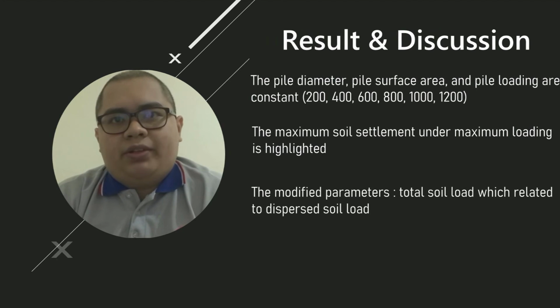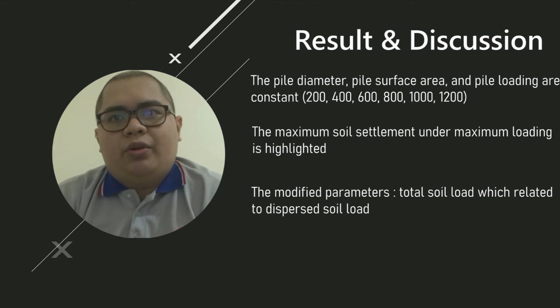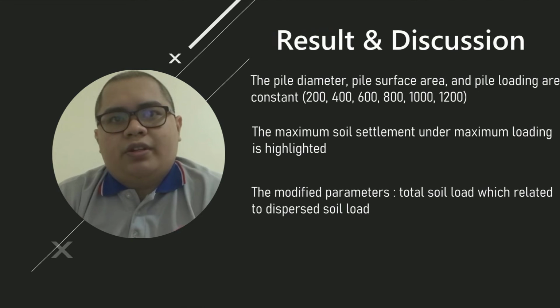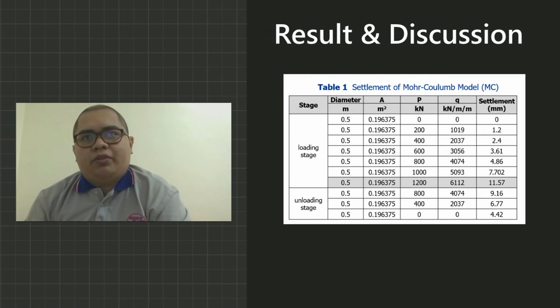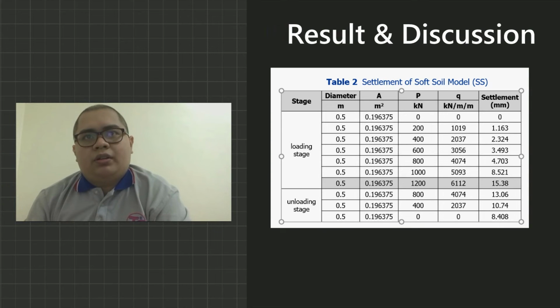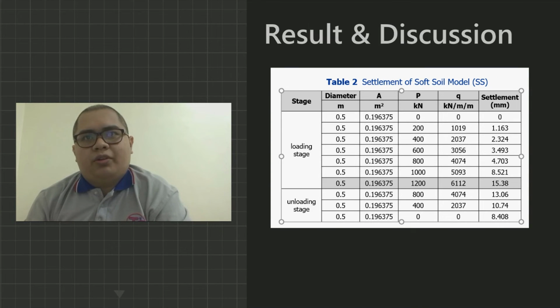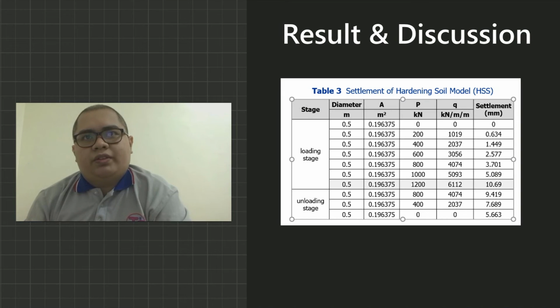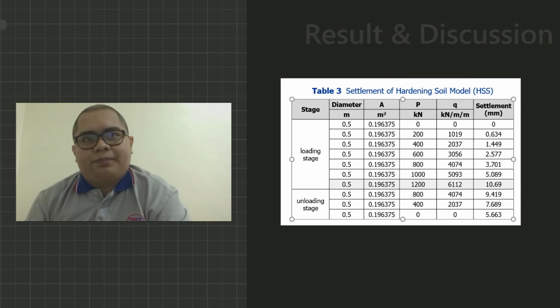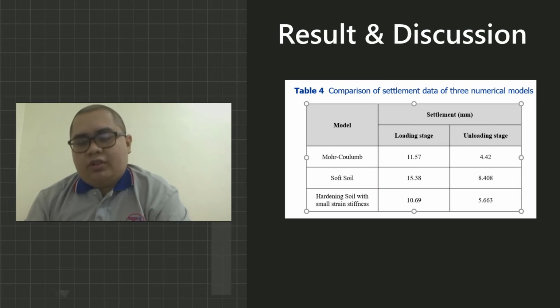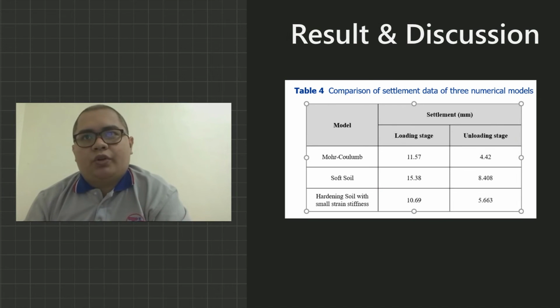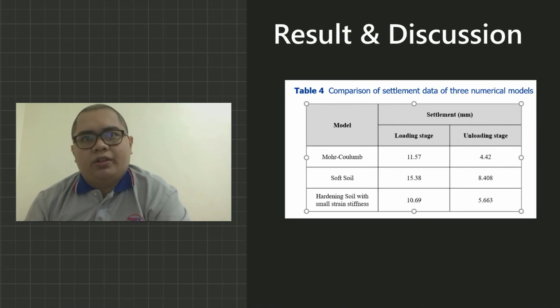The modified parameters for the three models are total soil load and Q, which relates to the distributed soil load. Table 1 shows the settlement for the Mohr-Coulomb model, Table 2 shows the settlement of the soft soil model and Table 3 shows the settlement of the hardening soil model. Table 4 shows the comparison of settlement data for the three different numerical models.